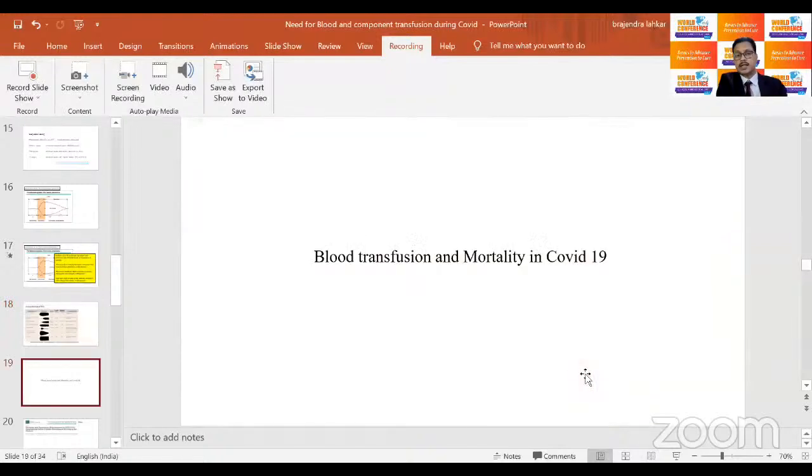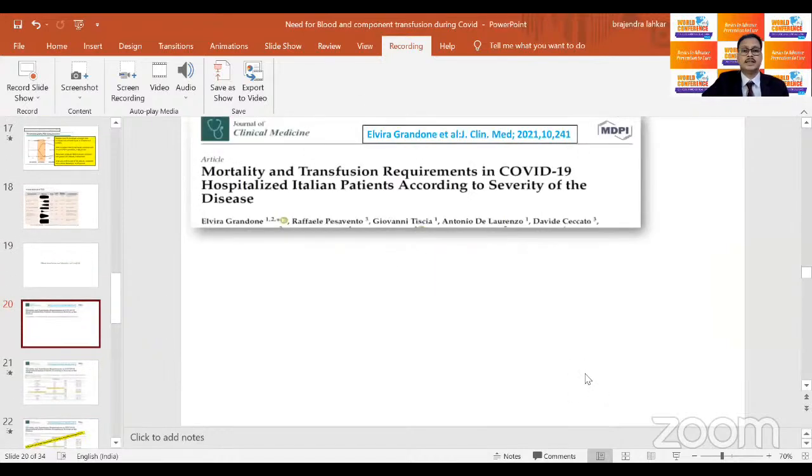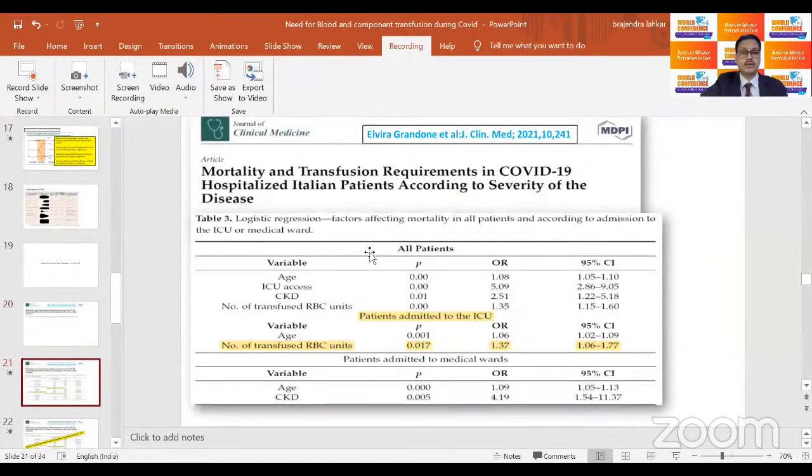Is there any relation between blood transfusion and mortality in COVID-19? That is a question we asked, and this paper looked into that. Actually, they followed up almost 80 plus patients where transfusions were given, and in all patients, the risk factors are related to age, ICU access, CKD, and number of transfused units. If we segregate the patients admitted to ICU, then age and number of transfused RBC units carry a significantly higher risk of death.